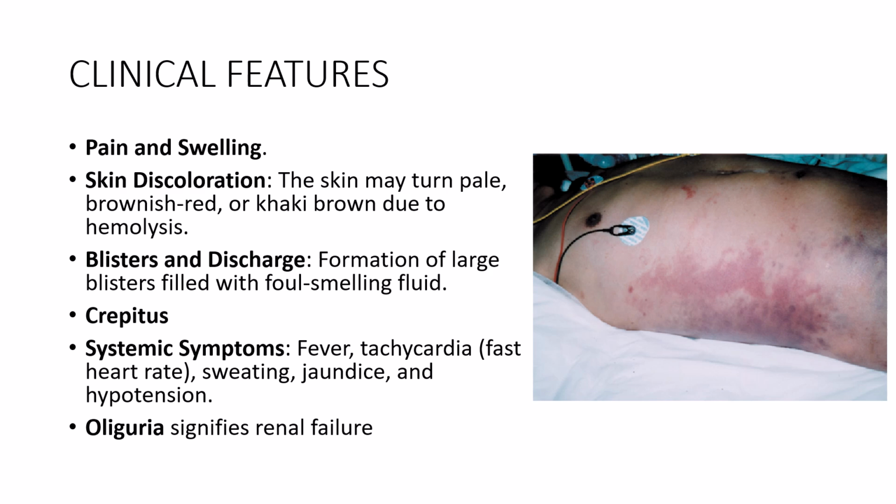And then there are systemic symptoms, that is fever, tachycardia, sweating, jaundice, and hypertension. Then if there is oliguria over there, it signifies renal failure. So this can also infect the limbs, abdominal wall, appendix, gallbladder, common bile duct, intestine, and uterus, and in the uterus it occurs mainly if there is a septic abortion.